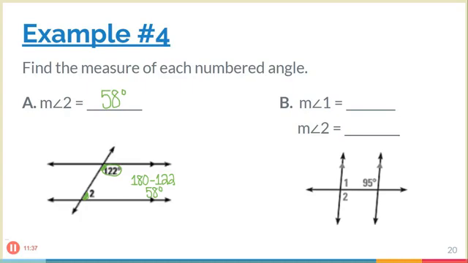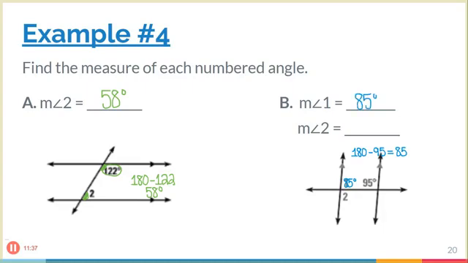And then we do have two angles to find for example B. In example B, I do see that angle 1 and the 95-degree angle are consecutive interior angles. So that means that they are going to add to be 180. So if I'm going to find angle 1, I'm going to take my 180 minus 95, and that's going to give me 85 degrees. So that means that angle 1 is 85 degrees.